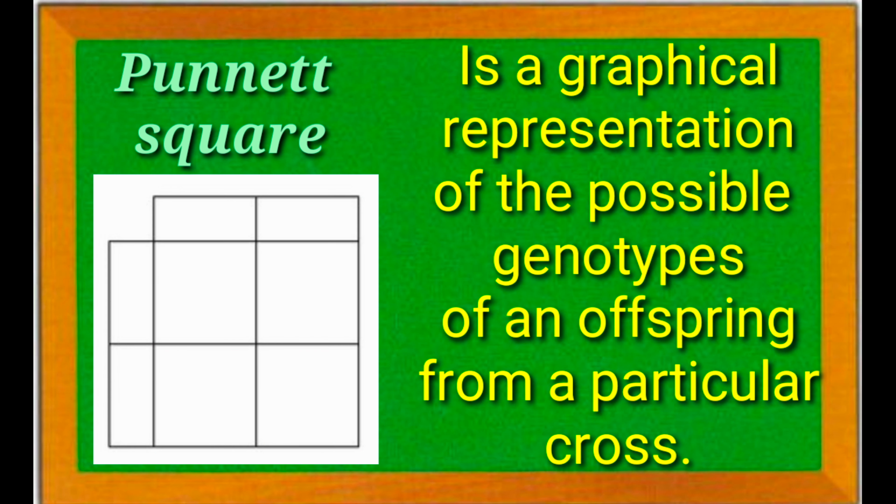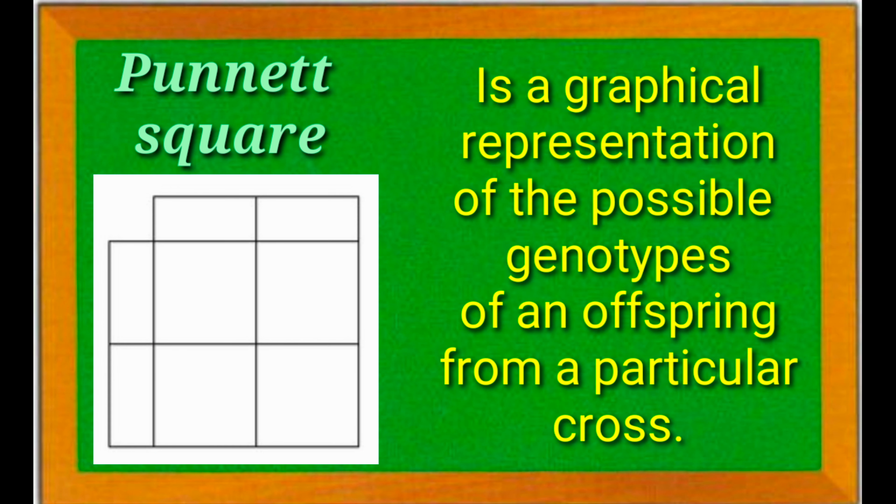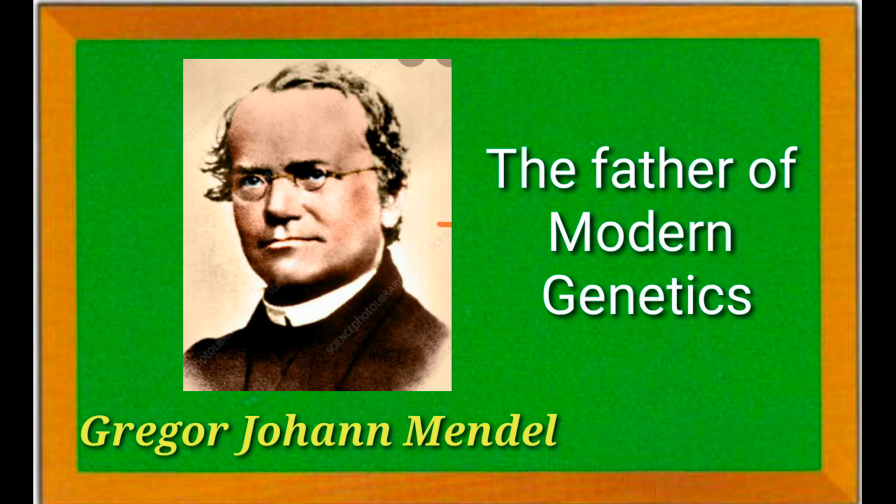Next, we have Punnett square. It is a graphical representation of the possible genotypes of an offspring from a particular cross. Then we have Gregor Johann Mendel.